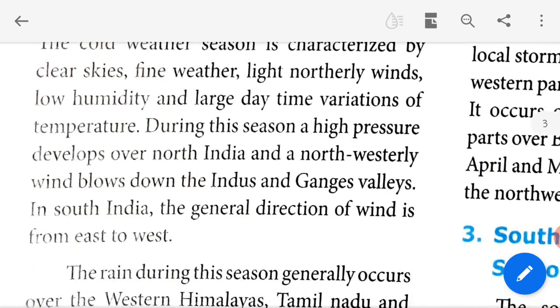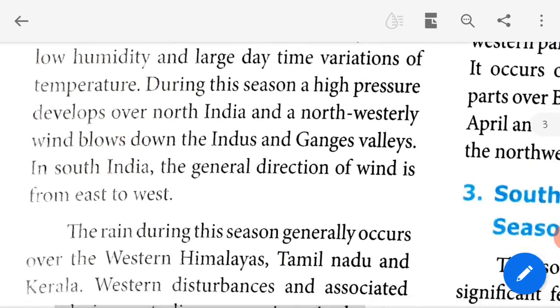During this season, a high pressure develops over North India. So high pressure is developed in which part of India? North part of India, and northwesterly wind blows down the Indus and Ganges valley. So Indus and Ganges is on the north, so from the north to the west the wind blows. In South India, the general direction of wind is from east to west. So if you take South India, the wind will most probably blow from the eastern part to the western part. So you should know which is the eastern part and which is the western part. For convenience, let me tell you, east is on the right and west is on your left. So if you keep your map in front, it's that way.